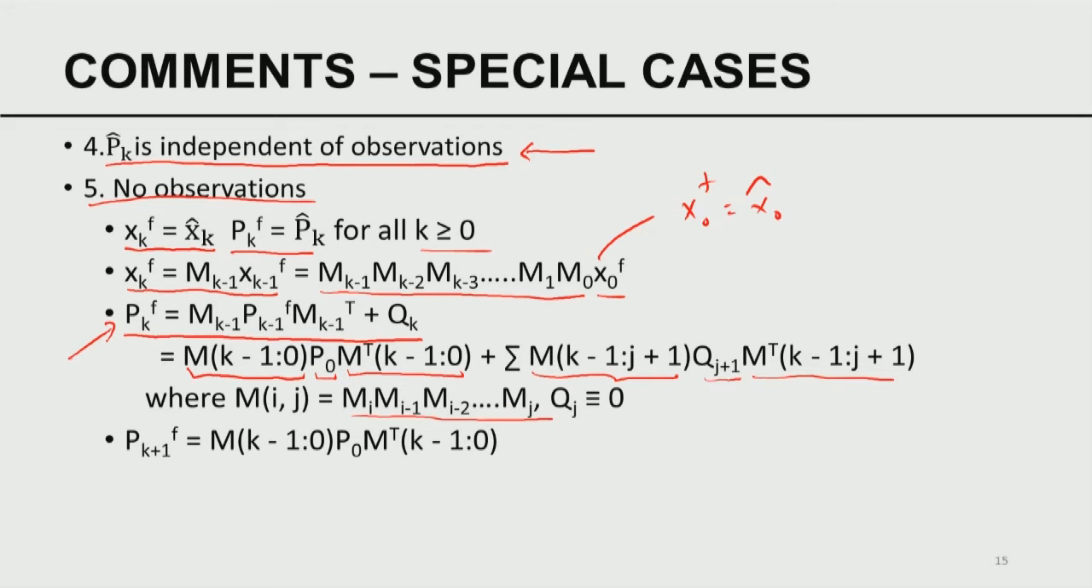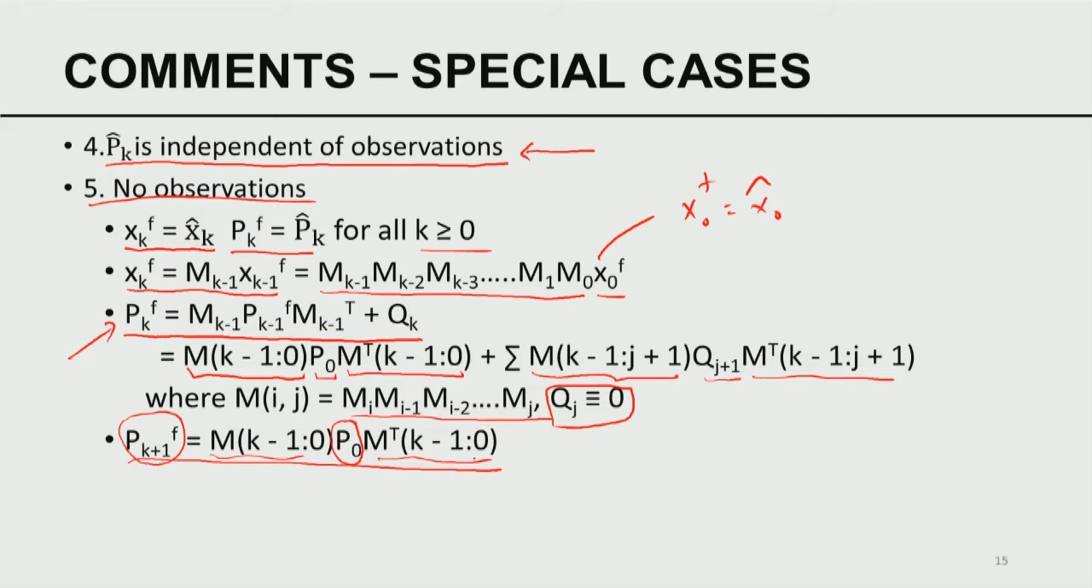Now, when there is no model noise, I can set Qj equal to 0. No observation, no model noise. So this is the variance of the forecast when there is no observation and no model noise. Please understand, the forecast covariance at time k only depends on the initial covariance and the product of the model along the trajectory.